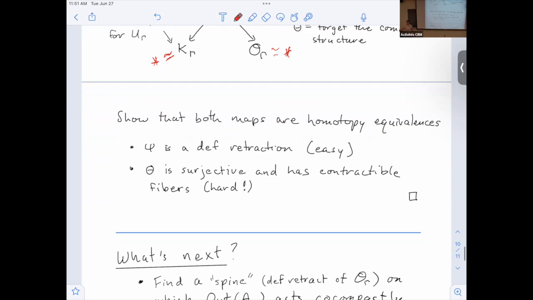But let's talk a little bit about some questions. Now we have this space, and what do we do with it? Well, go look up all the papers on outer space using Out(F_N) and what they do with outer space. There are a zillion things you could list here, so I'll just mention a couple of things.